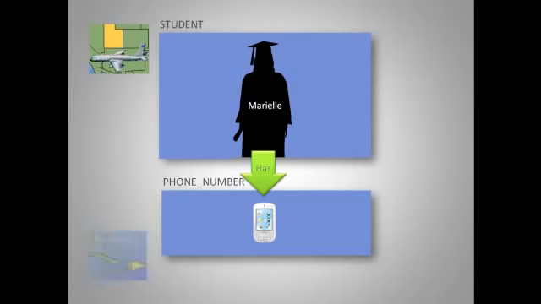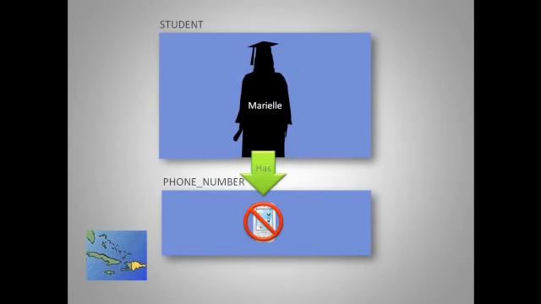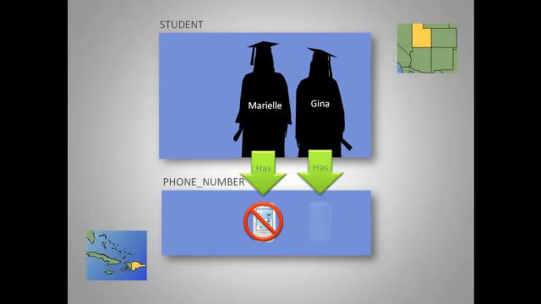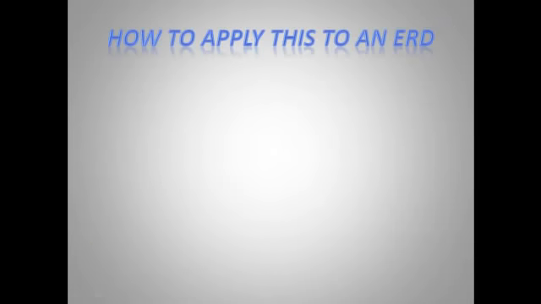Student A graduates from a university, moves out of the country, and cancels her phone service. A year later, student B moves from out of state to that same university. When she signs up for a new phone service, she is assigned the same phone number that student A had canceled. Now there are 2 different students with the same phone number. How to apply this to an ERD?